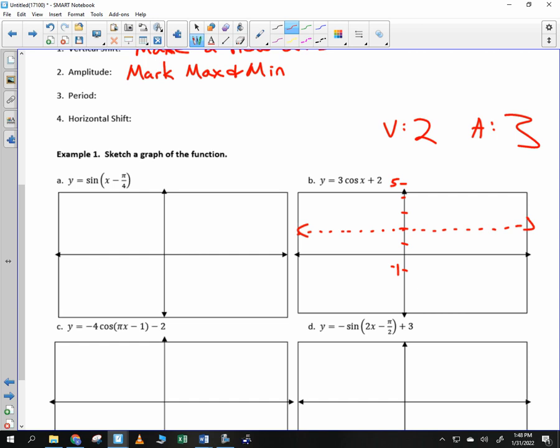So watch. You see it? From 2, I go up 3 and down 3. Biggest mistake people make is they see 3 and they just say 3 is the top and -3 is the bottom. Don't do that. I'll mark it wrong. All right, so then we get, let's see, period. Take 2 pi and divide it by b, and you get 2 pi. So mark off 2 pi.